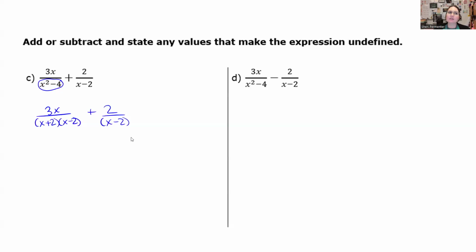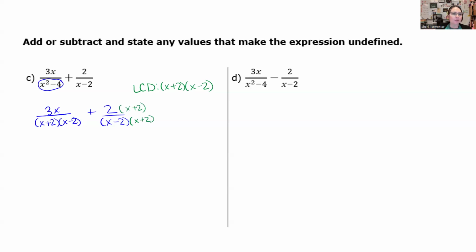All right, now I have to identify my lowest common denominator. Well, this one has an X plus 2, and so does this one. They have that in common. But what they don't have in common is the X minus 2. So we need to get that over here. So our lowest common denominator is going to be X plus 2, X minus 2. And so this one already has everything, but here we're missing X minus 2. So I'm going to multiply that. X plus 2 over X plus 2.